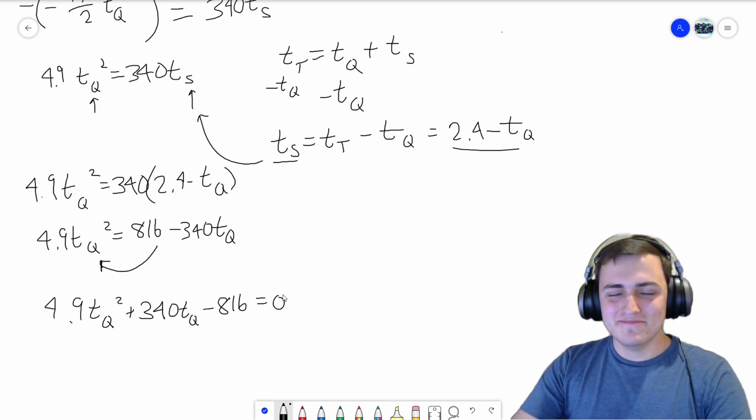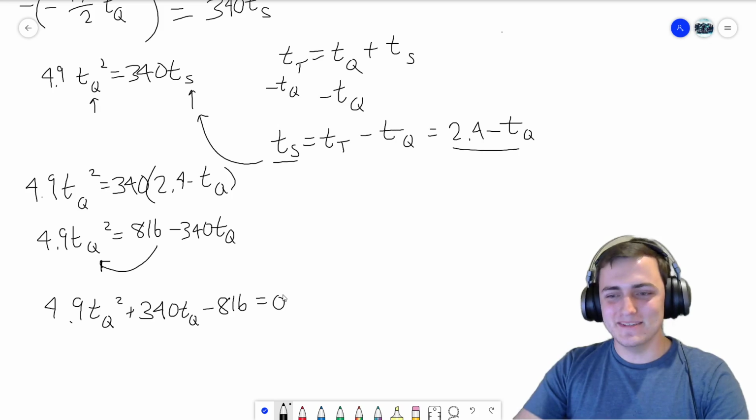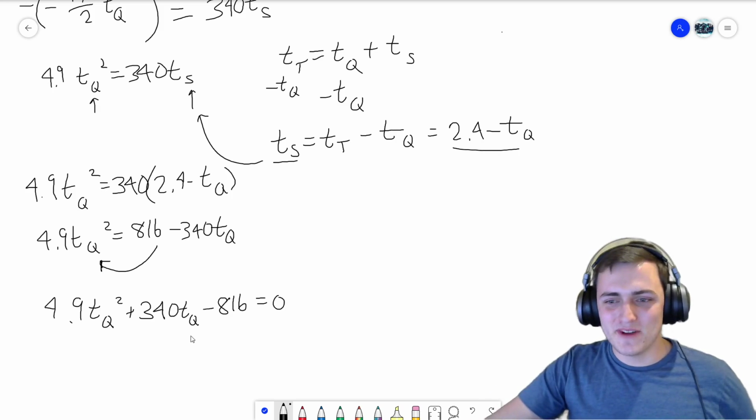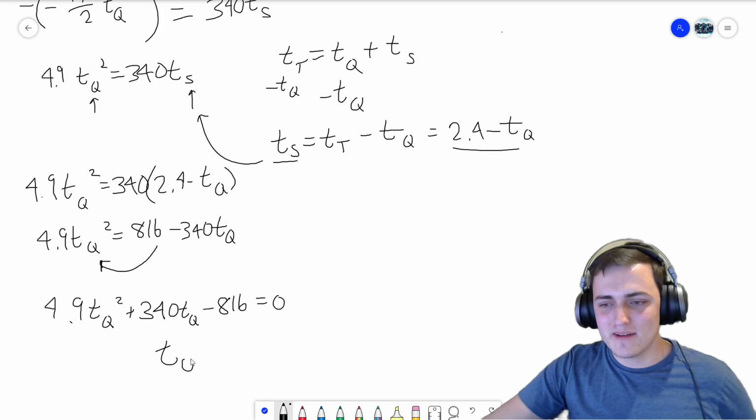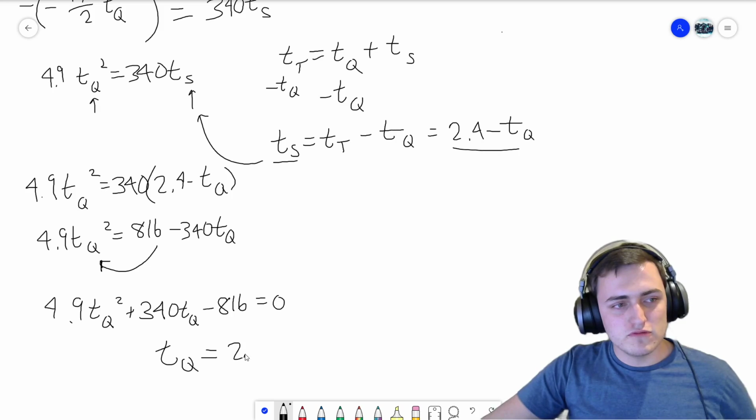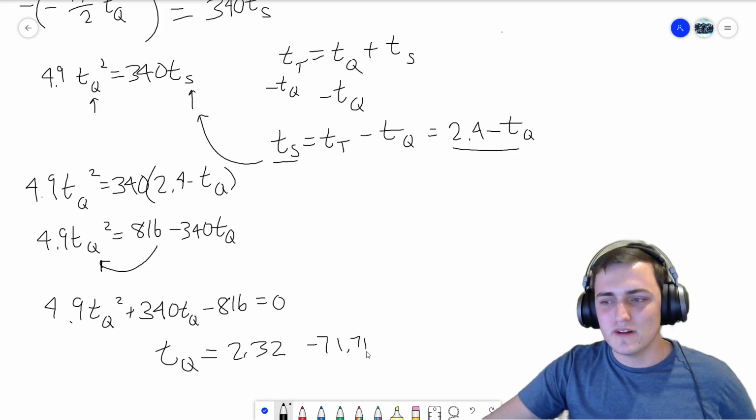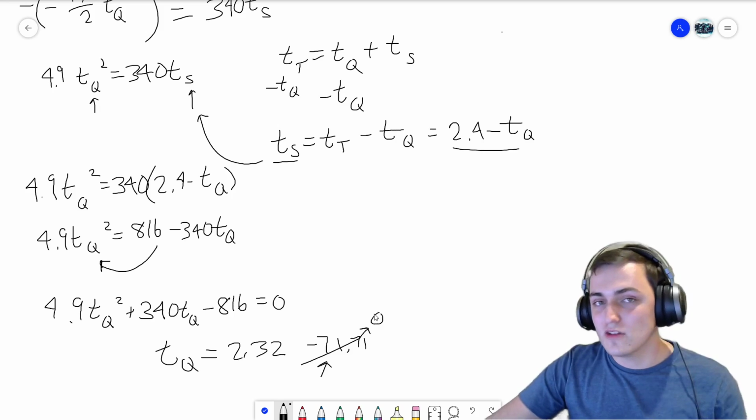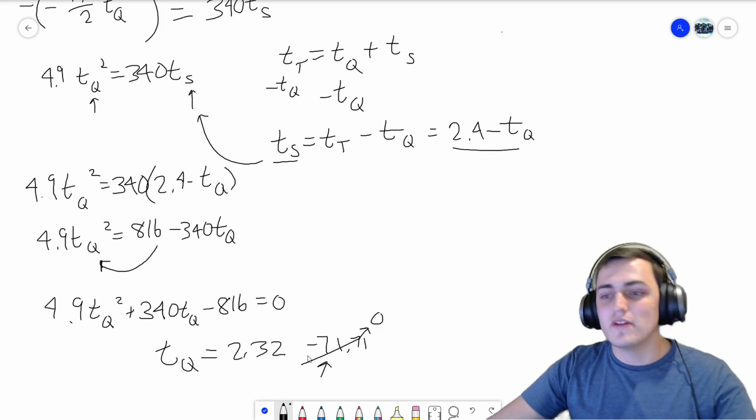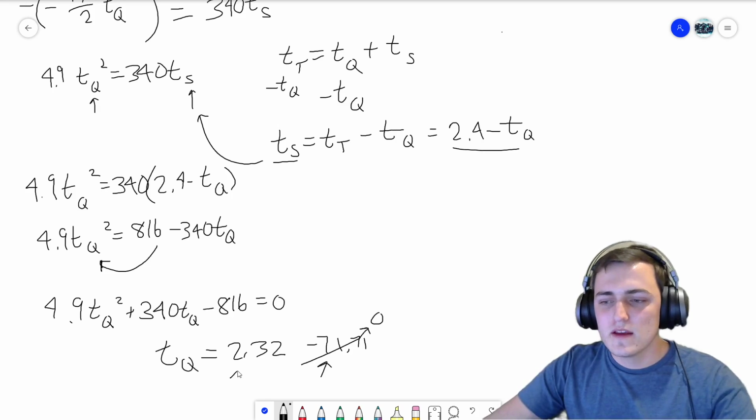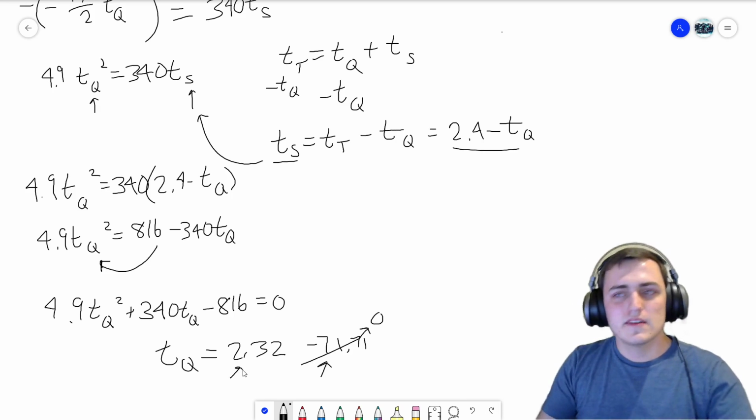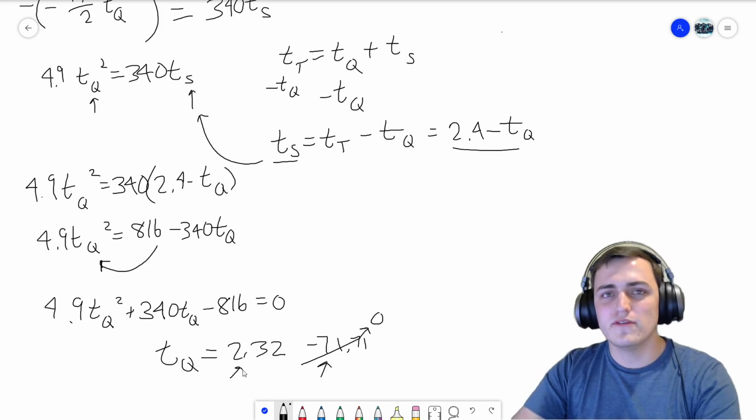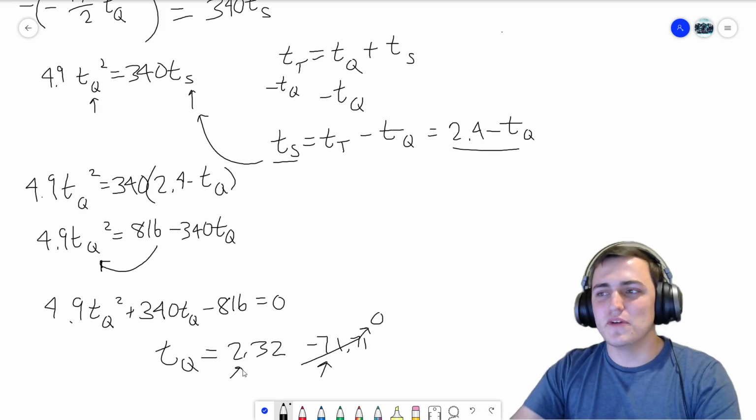All right. So plugging in these A, B, and C into a quadratic equation calculator gives us a time of quarter movement of 2.32 and negative 71.71. And we know time cannot be negative, so this is clearly not the right answer. It's also very large, much larger than 2.4. So it's kind of not on the right scale. But 2.32, well, it's on the right scale. It's right around 2.4, and it's less than 2.4.